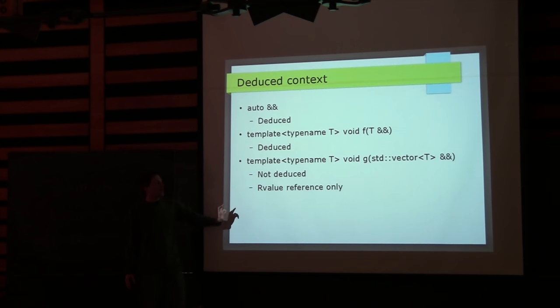Because the deduced context means you have auto or a template parameter, possibly qualified with const and volatile. Other stuff that you do means that double ampersand is going to be an R value reference always.